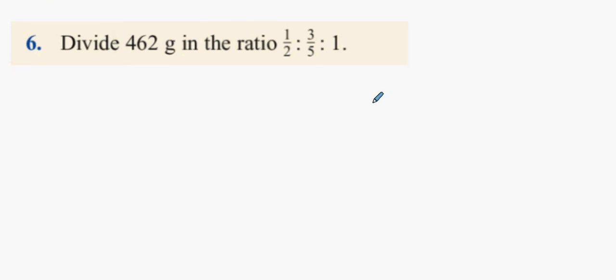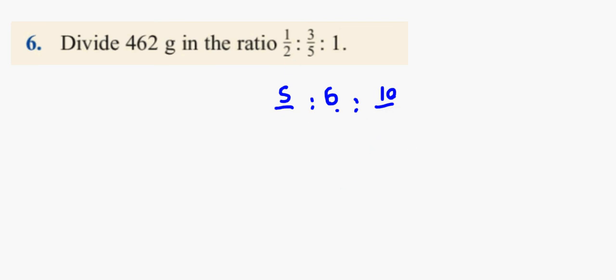I don't like fractions, so I decided to get a common denominator of 10. I change a half into 5 over 10. I change 3/5 into 6 over 10. I change 1 into 10 over 10. I still don't like the fact that there's denominators, but because they're all the same denominator, I can just get rid of it. So now it's the ratio of 5 is to 6 is to 10.